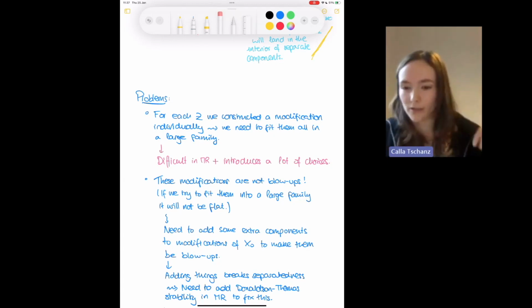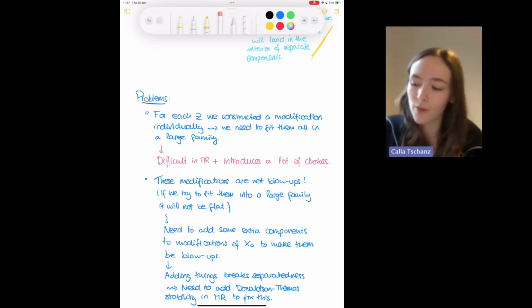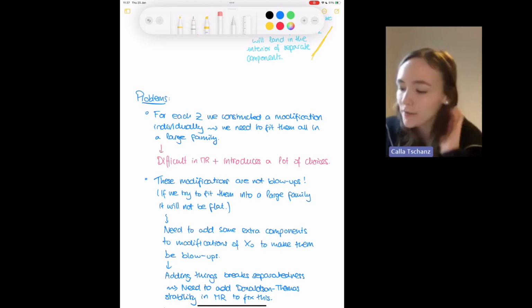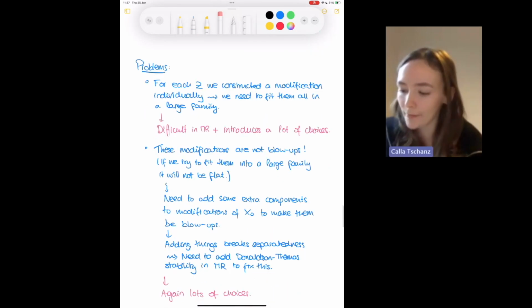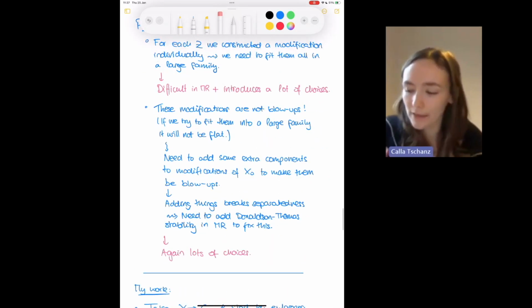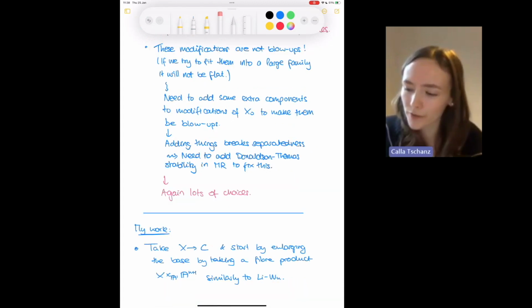I'm not trying to construct loads of different objects. I'm trying to construct one coherent object, one degeneration. So how do I fit all of that together into a large family? And this in Maulik and Ranganathan, it can be done, but it's actually very non-trivial, and there's a lot of choices involved in doing that. And it's not obvious what that would look like in an example.